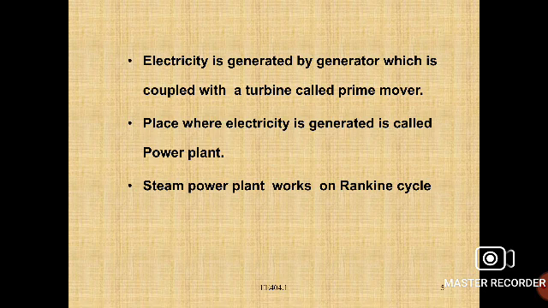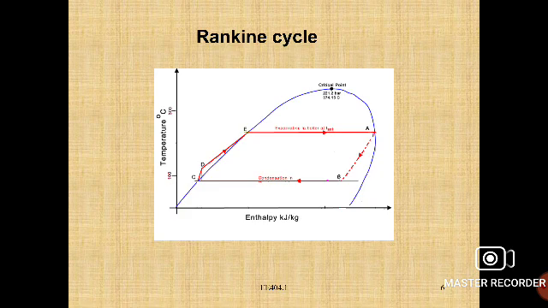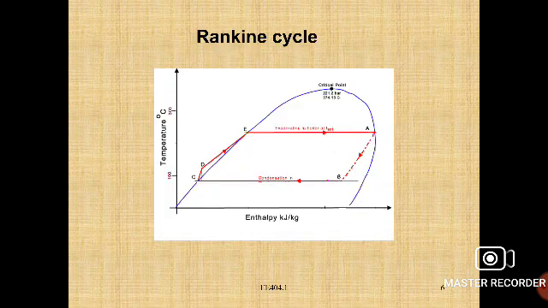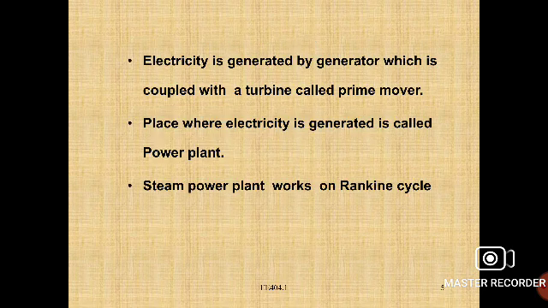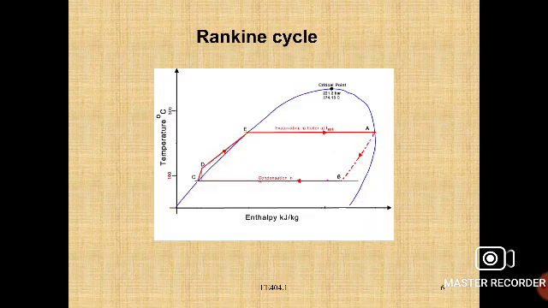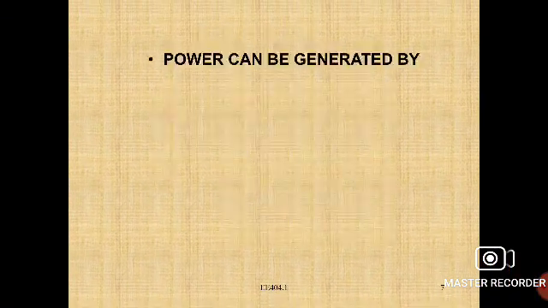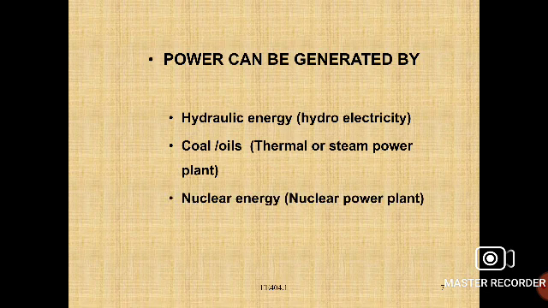A steam power plant works on the Rankine cycle. We have the Otto cycle, the diesel cycle, and the Rankine cycle, right? Based on the Rankine cycle, the steam power plant will run, depending on the temperature. Power can also be generated by hydraulic energy, hydroelectric energy.